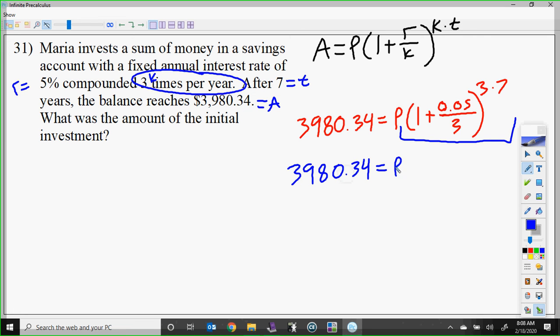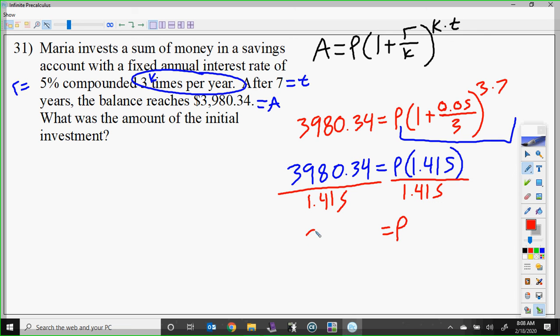And I get 3980.34 equals P times 1.41, around the 5. Okay. Divide both sides by 1.15. And I get P equals $2,813. So that's the initial amount that would be invested.